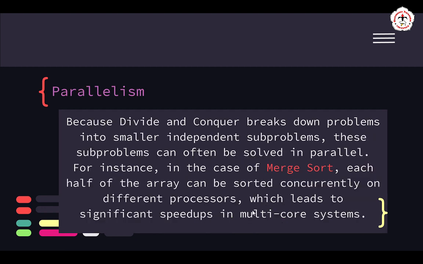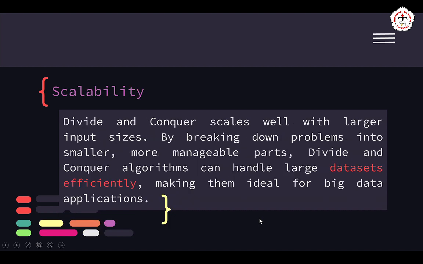Parallelism. Because divide and conquer breaks down problems into smaller independent subproblems, these subproblems can often be solved in parallel. For instance, in the case of merge sort, each half of the array can be sorted concurrently on different processors, which leads to significant speedups in multi-core systems.